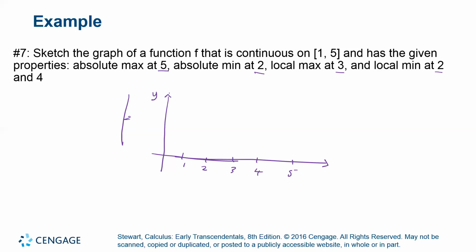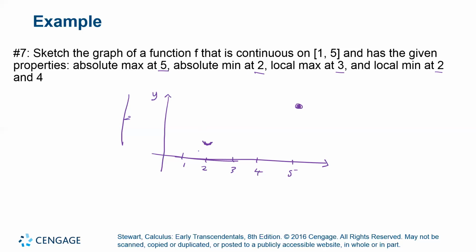So we want to sketch a graph. It says we have an absolute maximum at 5. So at 5, we want to check that there's an absolute maximum at this point. It is a closed interval, so it's going to be inclusive. Then we have a local minimum at 2. We don't know the y value, but there's a local minimum that is like that, because we have an absolute minimum at 2. We also have a local minimum at 2, so that is why it's going to be like that.